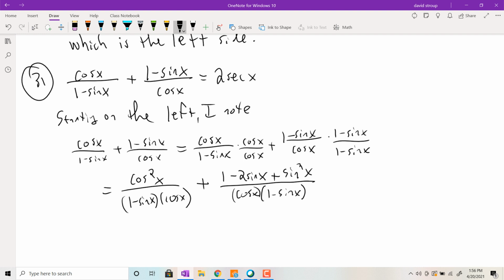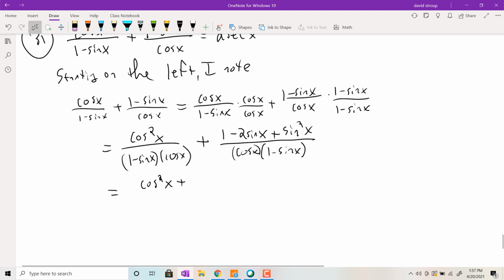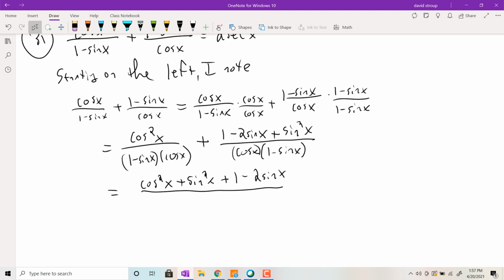So now I can combine the numerators over the common denominator. I'll have cosine squared x. Let me rewrite the second numerator so we can clearly see one of the identities. Okay. All over 1 minus sine x, the common denominator. Right. Okay, cosine squared plus sine squared is 1. So we're going to get 1 plus 1. Well, let's just write 2, right? 2 minus 2 sine x over 1 minus sine x times cosine x.